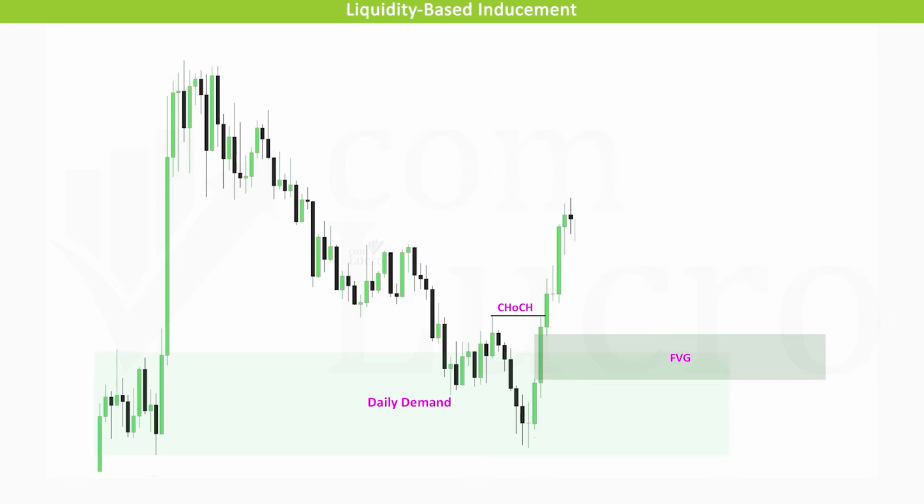Here we have a trading setup where price taps into a very strong daily demand zone and reverses, forming a valid change of character.